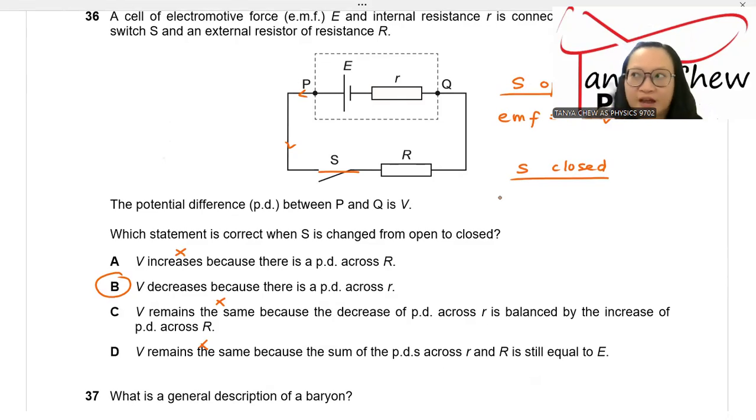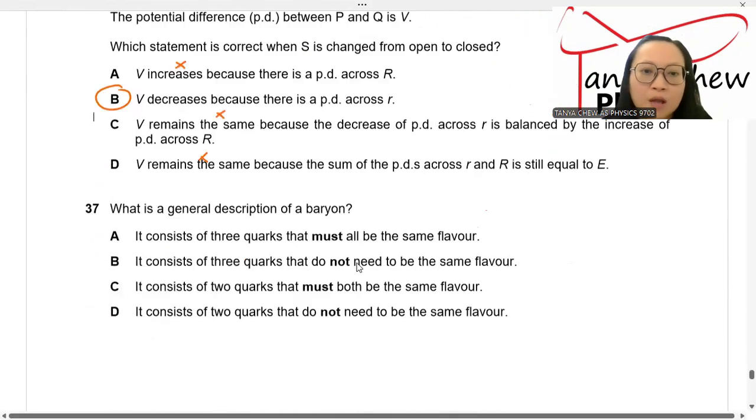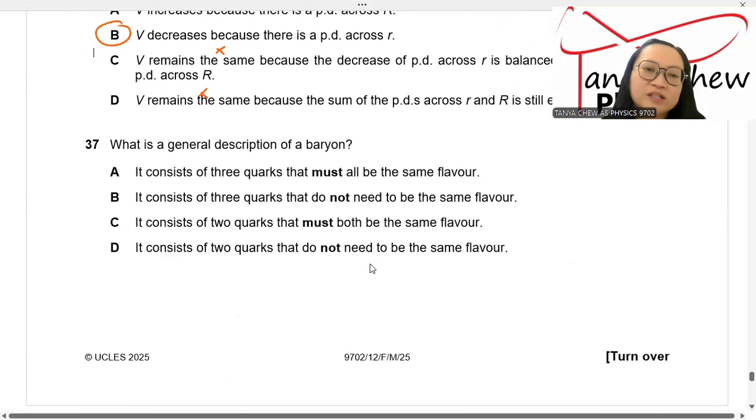So in a cell, due to the process of oxidation and reduction, right? Some of the energies, we call it energy in physics, some of the work must be done to overcome this. Number 37, what is the general description of a baryon?